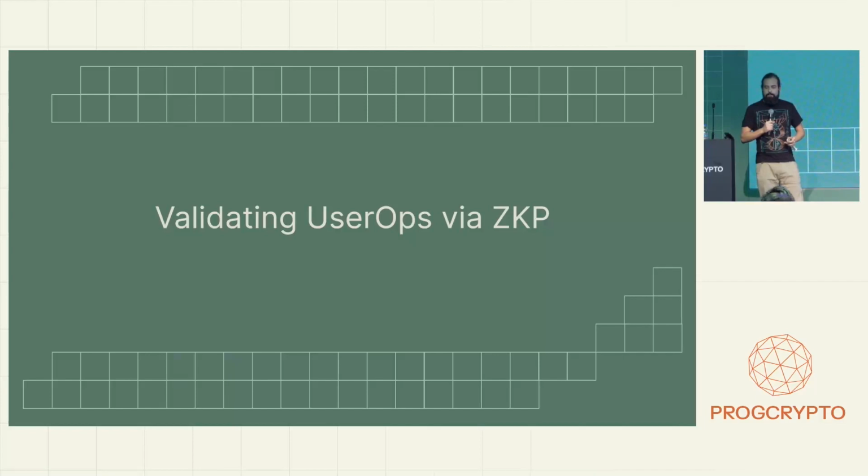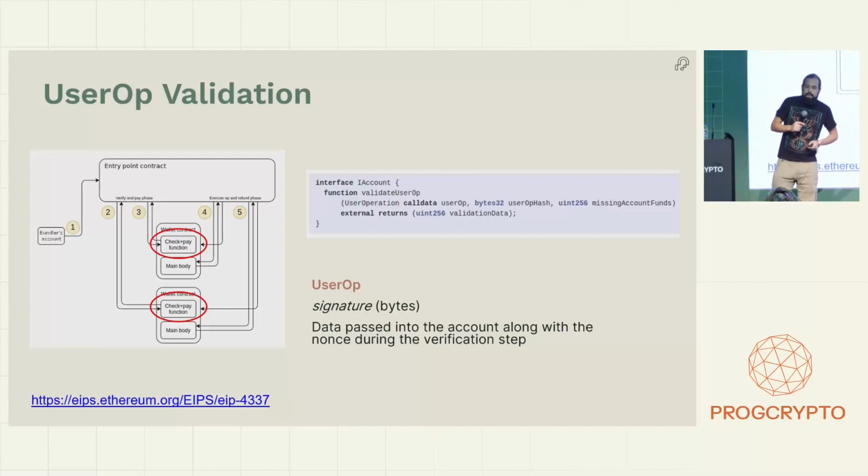With that, let's jump directly into validating those UserOps via zero-knowledge proof. We're going to focus on a very specific segment of 4337, which has to deal with the validation of UserOps. You can think of user operations as essentially pseudo-transactions. As part of the accounts you have in 4337, you implement an interface, which is this IAccount interface. All it does is take a user operation and some additional data and let the entry point know if it's valid or not.